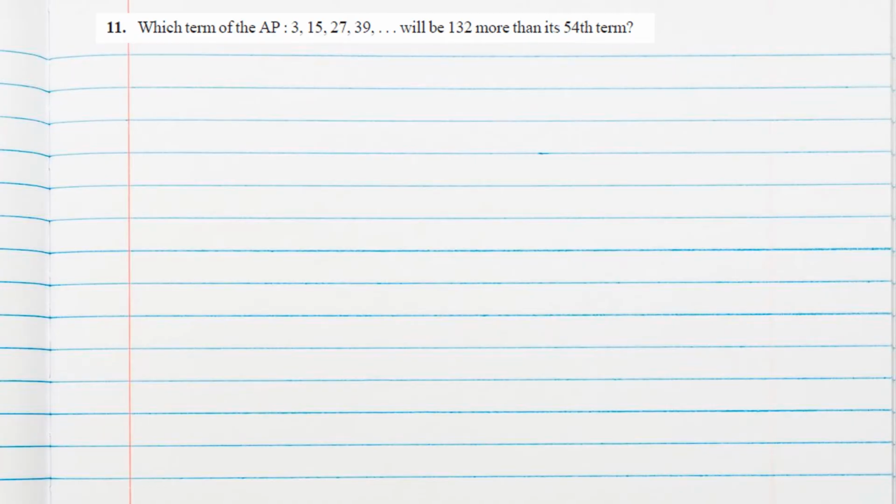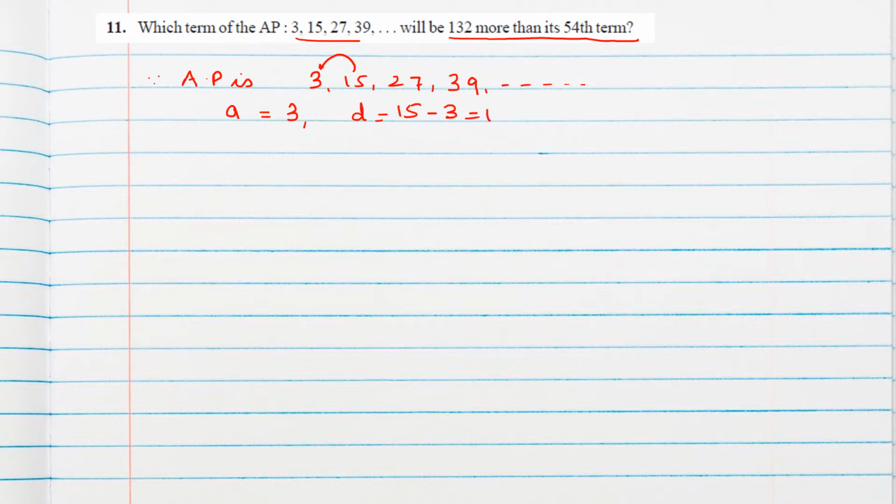Which term of the AP, this AP is given, will be 132 more than its 54th term? So now since the AP is 3, 15, 27, 39 and so on, you can find A here, that is 3. You can find D here also, 15 minus 3, that is 12. Now this condition we have to check, which term of the AP. So let that term be AN.